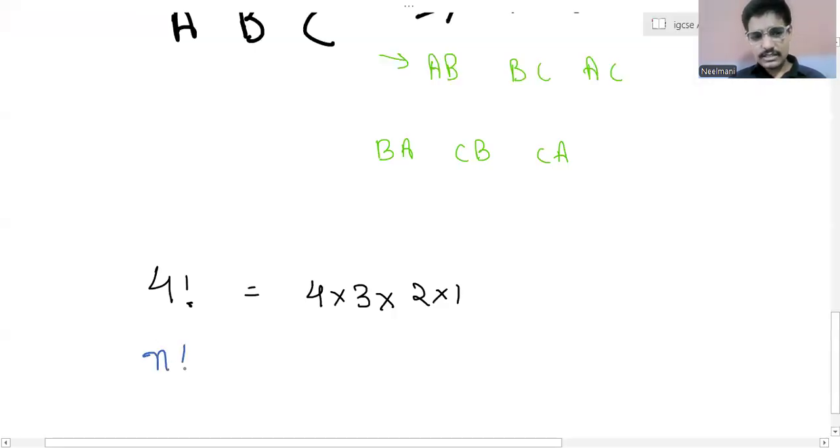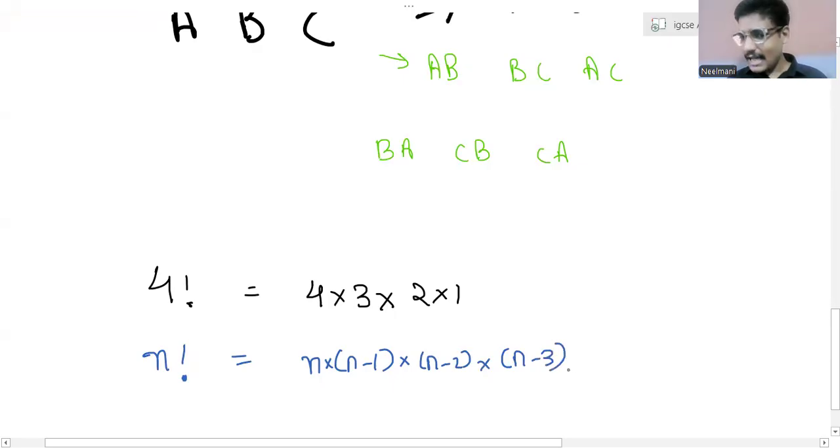So n factorial in this case would be n minus 1. Here it's a multiplication, right? Multiplied by n minus 2, multiplied by n minus 3, and it will go on till it gets to 3 into 2 into 1, and it ends at 1. So any factorial just goes in reverse order till it goes to 1.